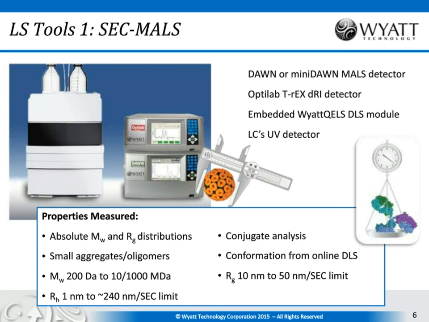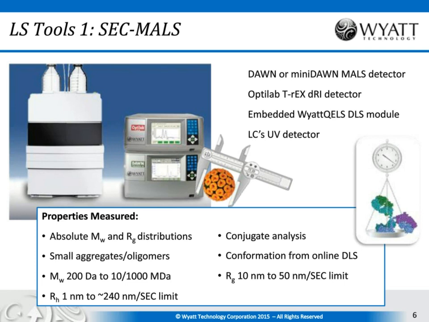It will often use either a refractive index or UV detector for concentration measurements, and in some cases we actually utilize both in tandem. And you can also embed into the same MALS detector a dynamic light scattering module. So we can measure a host of properties after separation on the size exclusion, and that allows us to get accurate distributions of molecular weights, sizes, useful in characterizing the smaller aggregates or oligomers that will separate nicely on standard size exclusion columns.